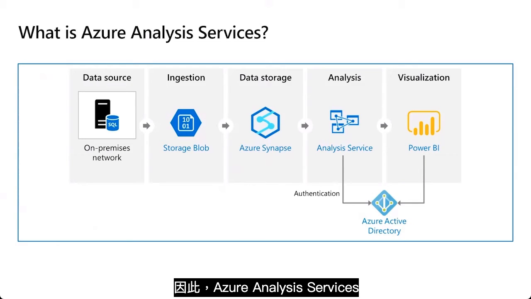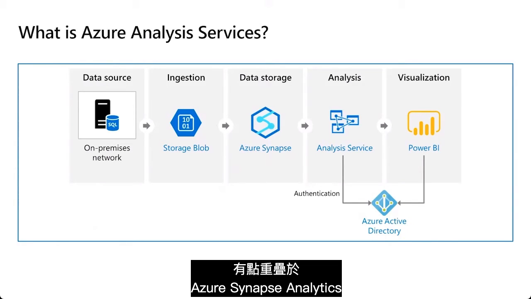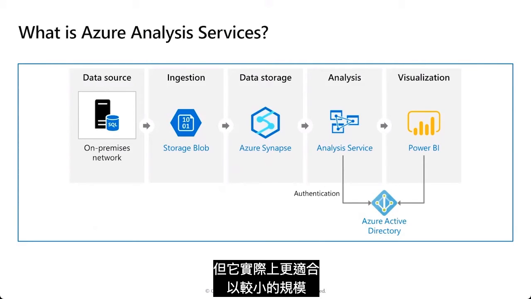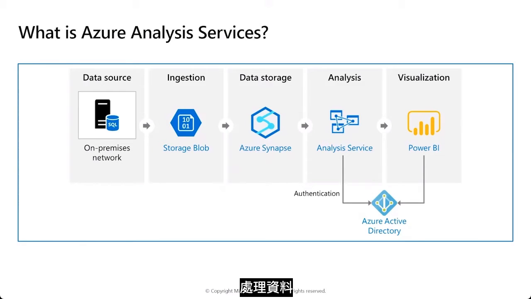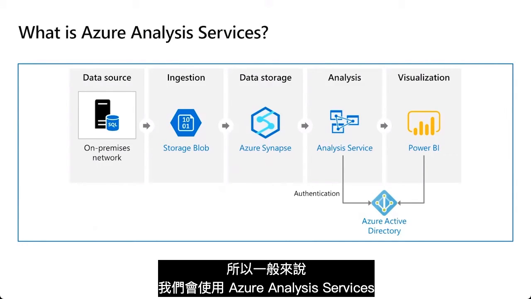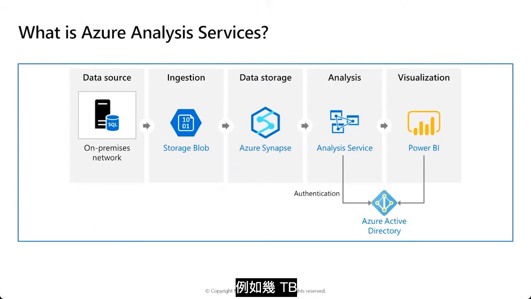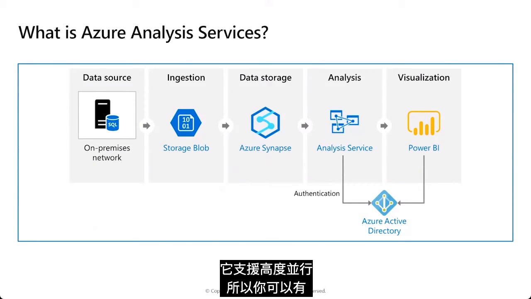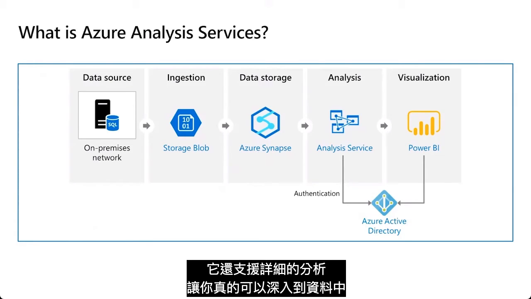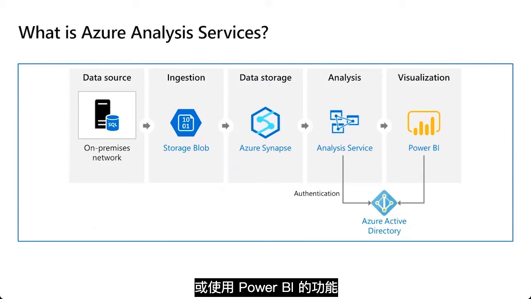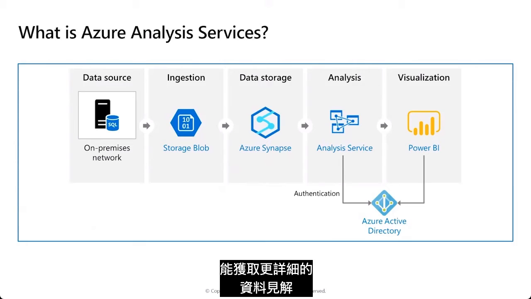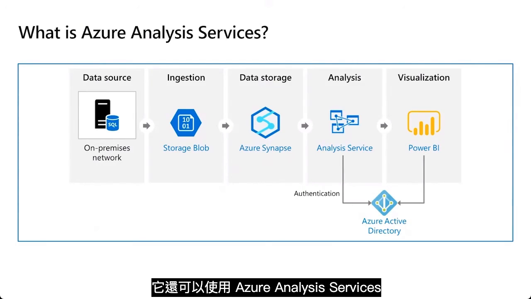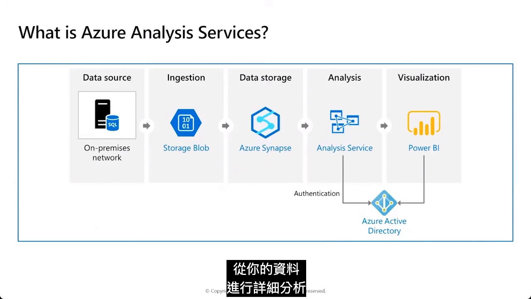Azure Analysis Services has a bit of overlap with Azure Synapse Analytics, but it's actually more suited for processing data on a much smaller scale. Typically we use Azure Analysis Services for small volumes of data, a couple of terabytes, for example. We also use it to correlate multiple sources. It supports high read concurrency so that you can have thousands of users connect to it at the same time. It also supports detailed analysis so that you can really drill into your data or use functions from Power BI to get detailed insight into your data. You can also create very rapid dashboards from your data using Azure Analysis Services.